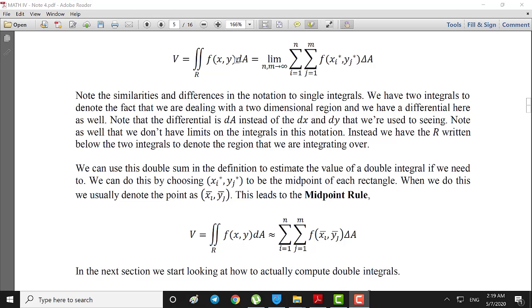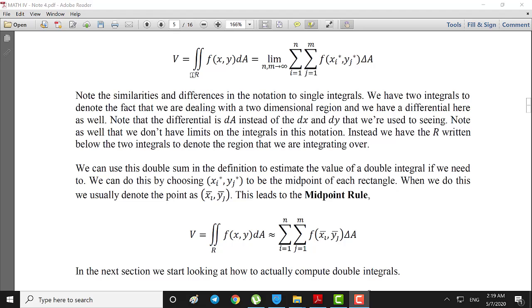And also notice that here we don't have limits on the integral signs. Instead of the limits for the integral signs, we have the R written below the two integrals to denote the region that we are integrating over.